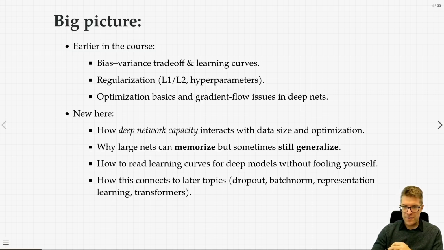We're going to look at learning curves again for deep learning models. Again, things are going to be subtle, so we have to be careful not to fool ourselves in how we interpret them. And we're going to start making connections, as always, to future topics. Dropout and batch norm are going to be the topics of the very next module after this one. And thereafter, we get into representation learning and transformers. So some of these concepts will come up today.